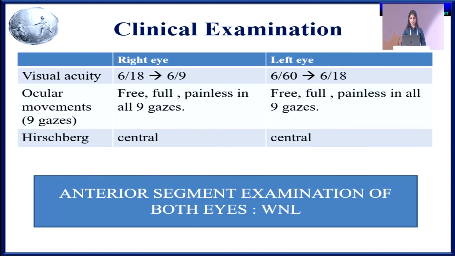On clinical examination, the visual acuity of right eye was 6/18, improving to 6/9, and of left eye was 6/60, improving to 6/18. Extraocular movements were full and painless in both eyes, and the anterior segment examination of both eyes was within normal limits.